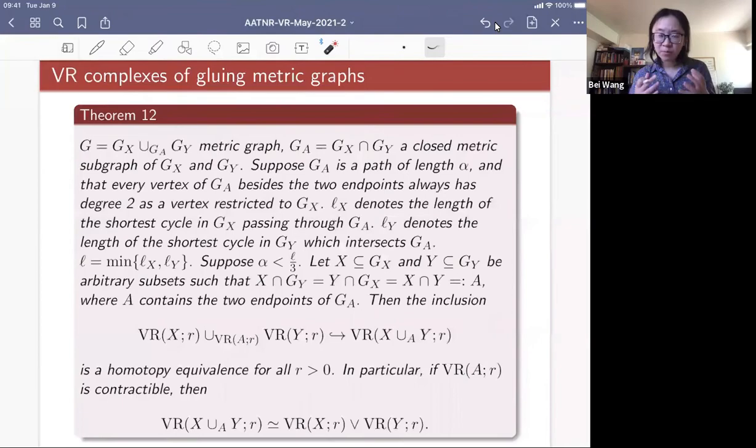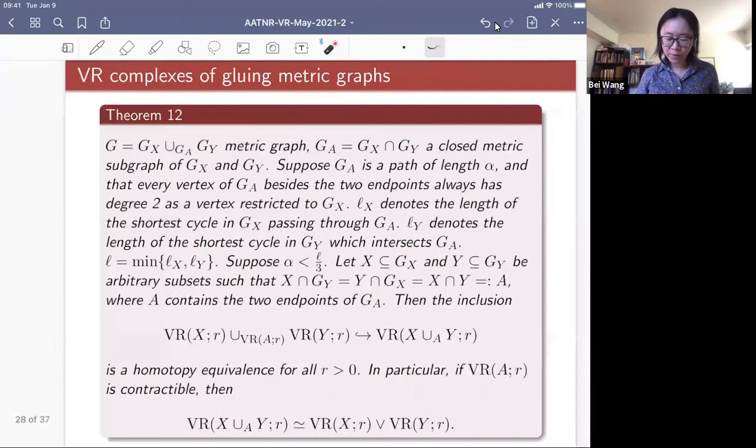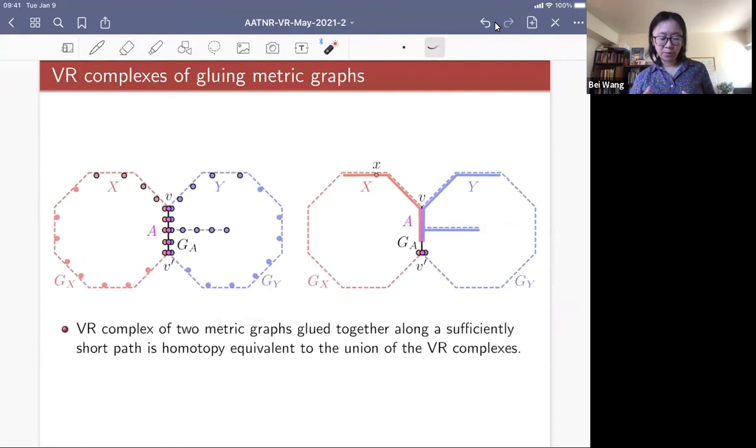In another way, what Facundo's question leads to is that if I'm gluing, for example, metric graphs, then how do they interact? On a very high level, you want to glue so that even though there's some interaction between those two metric graphs, those interactions don't create extra signatures or extra loops or features that you cannot quantify. Sorry, I have a little kid.